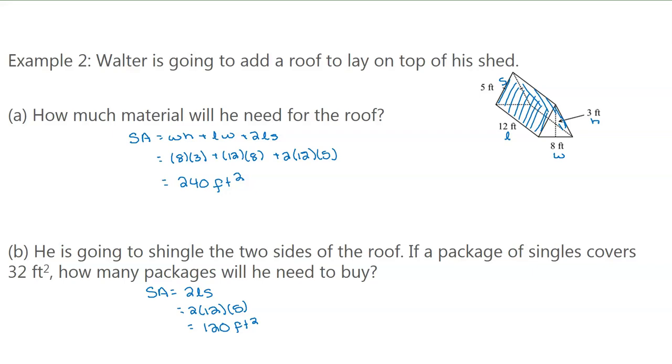So if a package covers 32 square feet, how many packages does he need to buy? Well, let's divide to figure that out. 120 square feet divided by 32 square feet is 3.75. So now he can't go in and buy 3.75 packages. He will need to buy 4 packages.